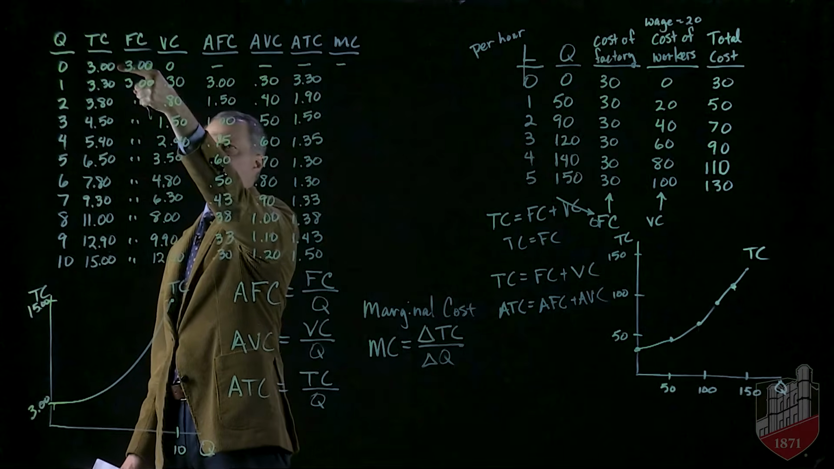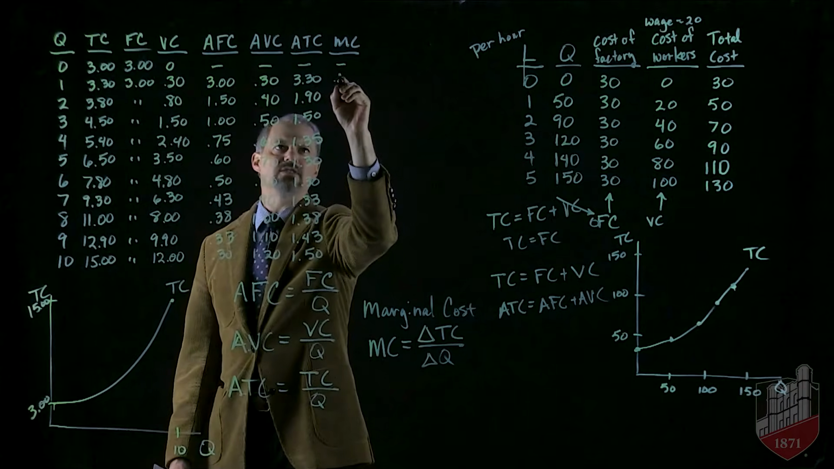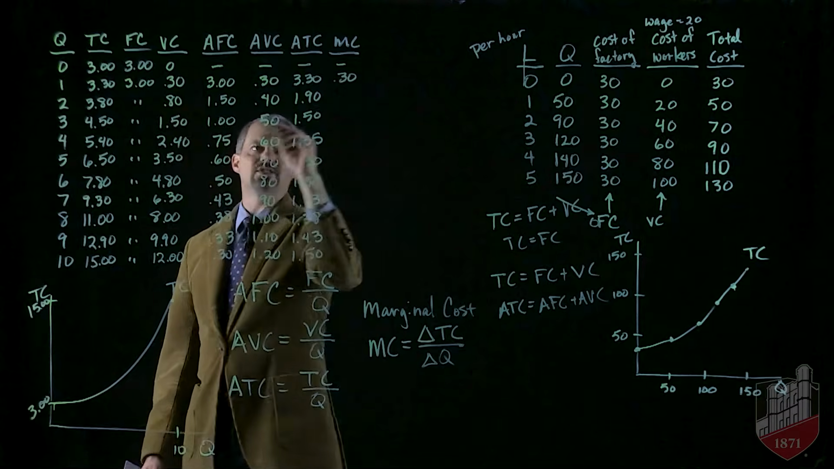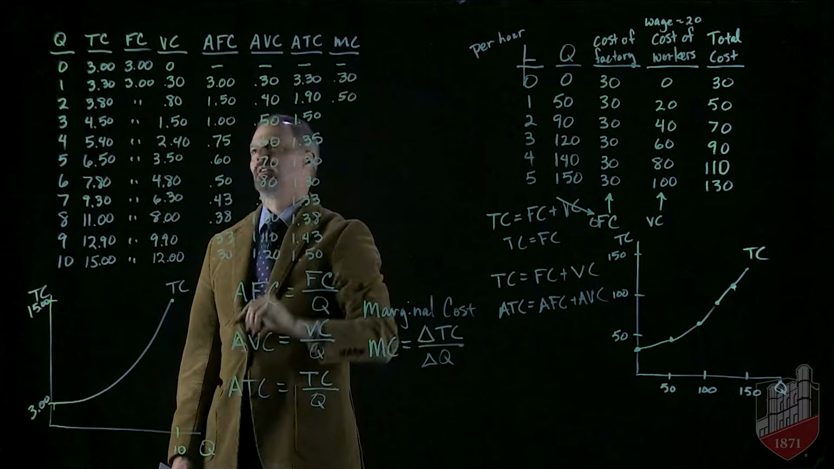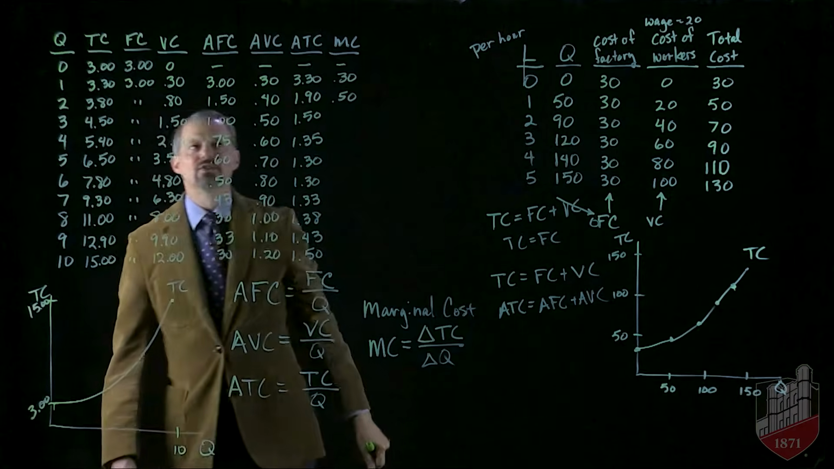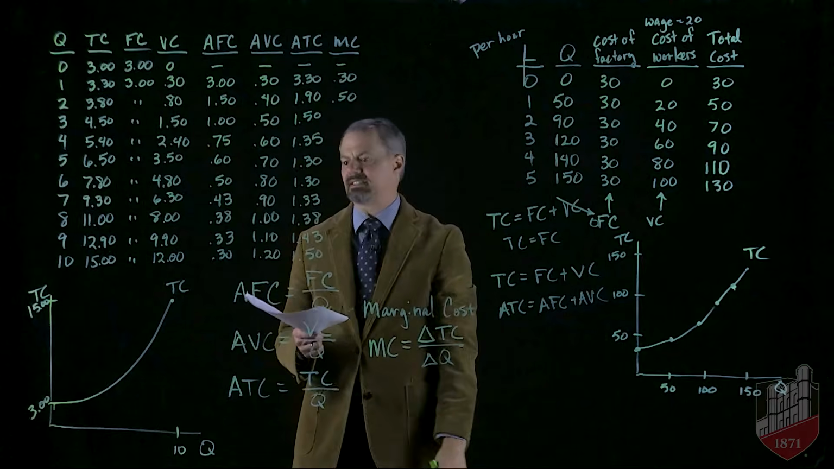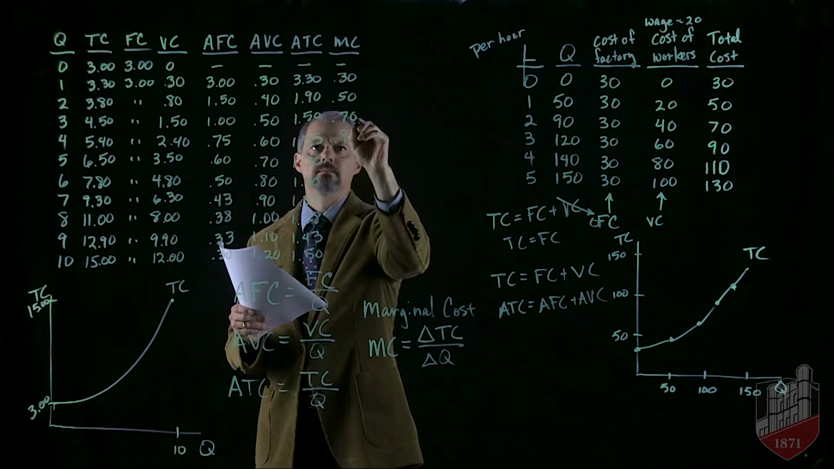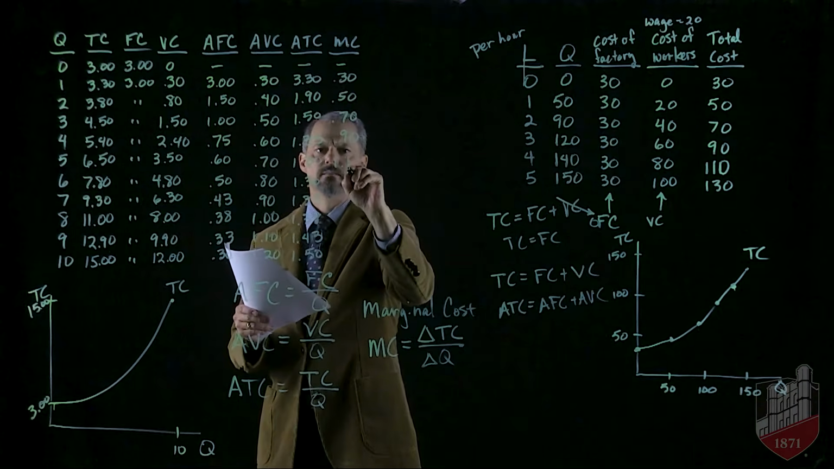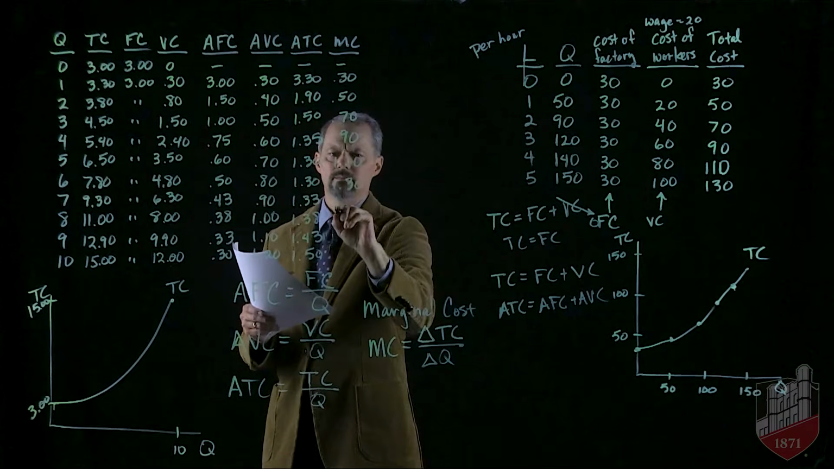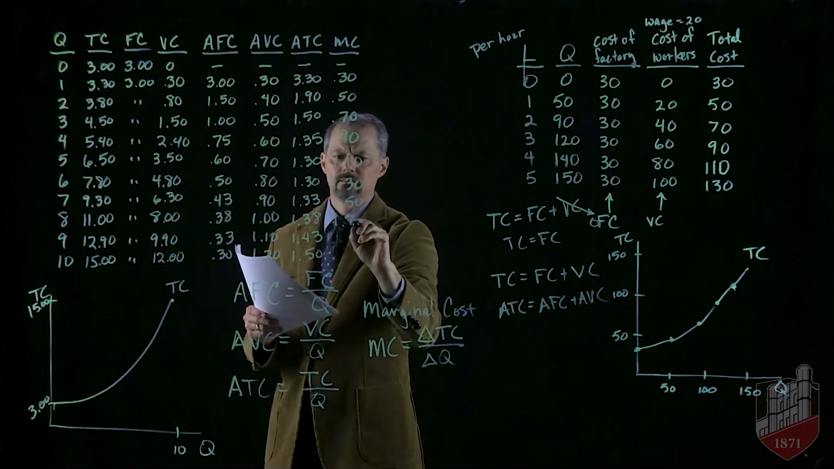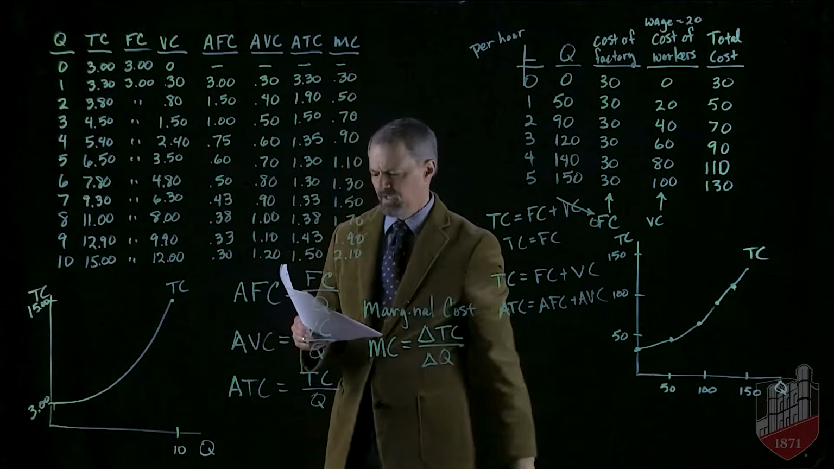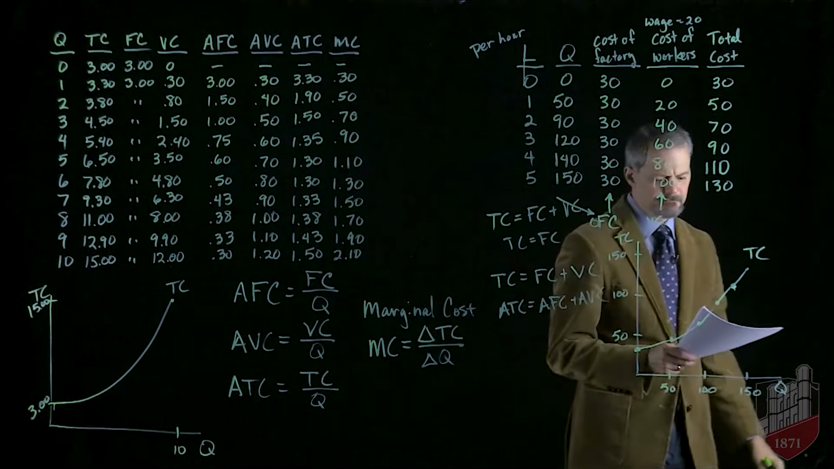So from here, it starts at $3 and goes to $3.30. So it changes by 30 cents. And then it goes from $3.30 to $3.80. That's a change of 50 cents. And then it goes from $3.80 to $4.50. That's a change of 70 cents. So this is going up by 20 cents each time. Up to $2.10. There's what marginal cost looks like.